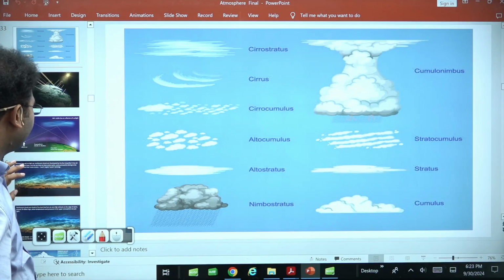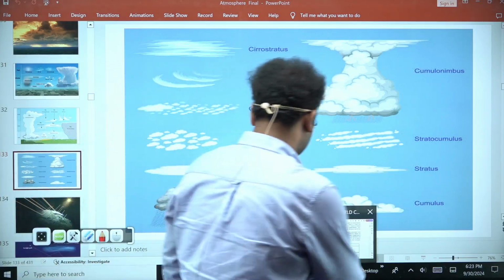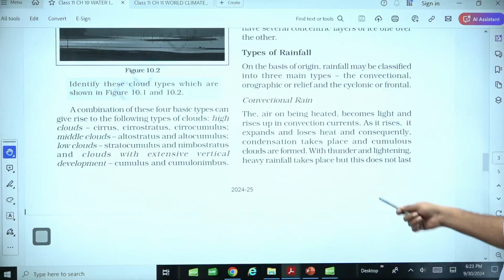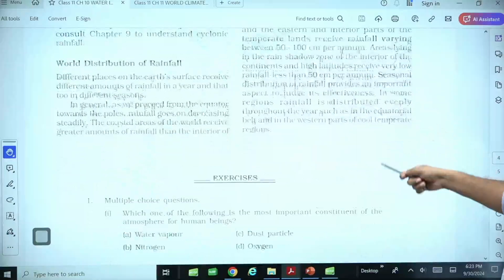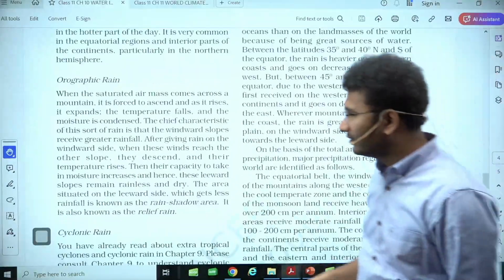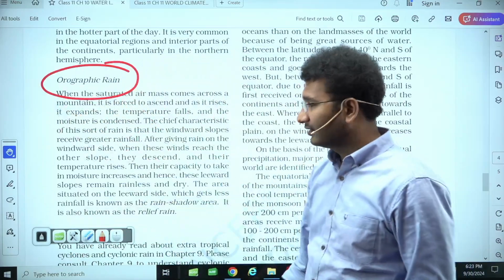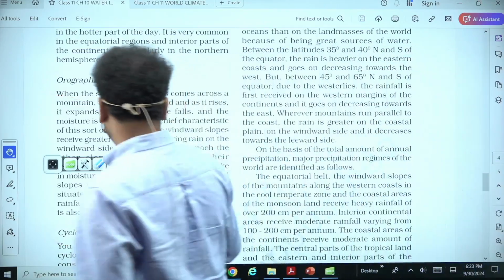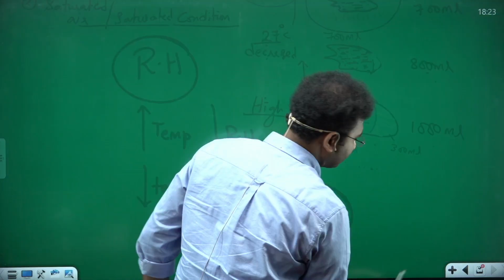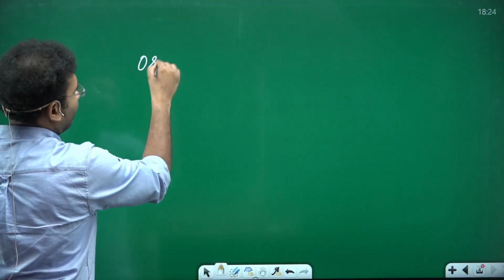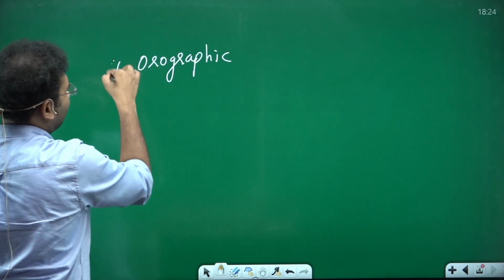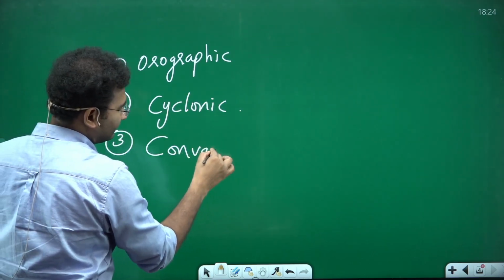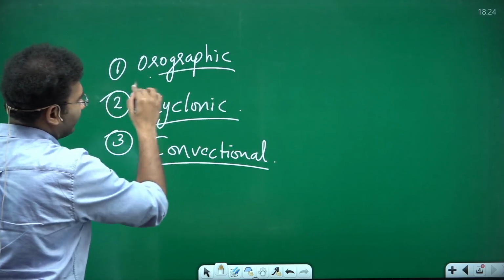Okay, come to the next topic, that is temperature inversion. Here you also need to know the types of rainfall. See, there are three different types of rainfall. One is called orographic rainfall. The second is called cyclonic rainfall. The third is convectional rainfall. Orographic, number one. Cyclonic, number two. Number three, convectional. These are the three different types of rainfall that you will have.